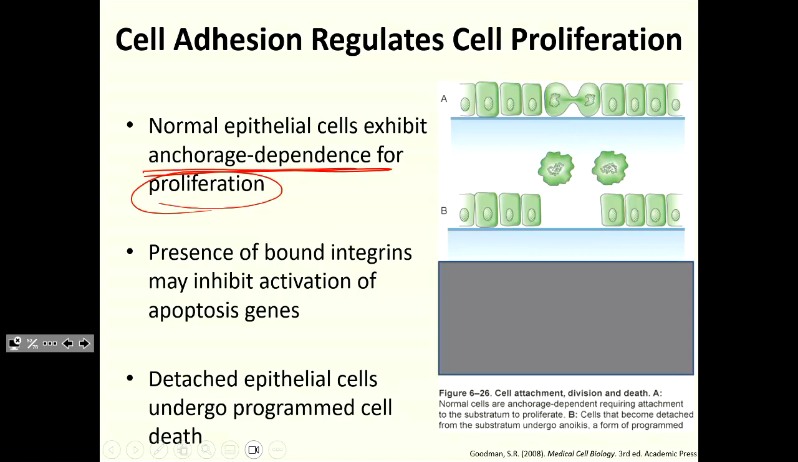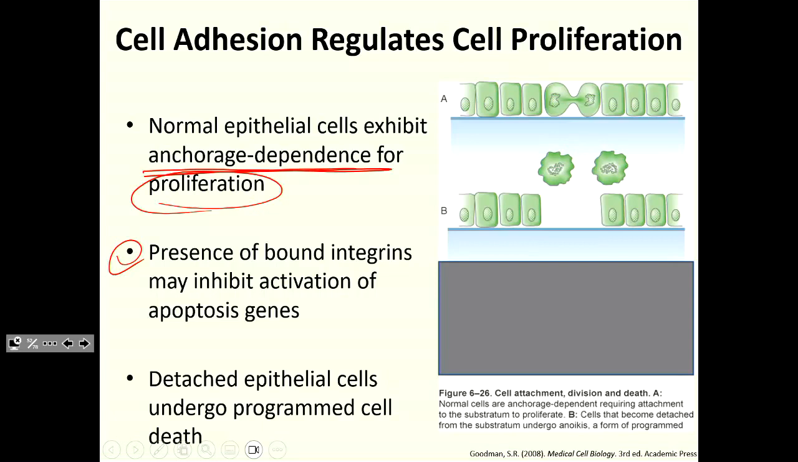Next point says what it says. You can read. Does that make sense to you? How is the presence of bound integrins inhibiting turning on of apoptosis? I just put this point in other words. Does that make sense to you? Given what I just described about staying stuck and all of that, does that make sense to you?